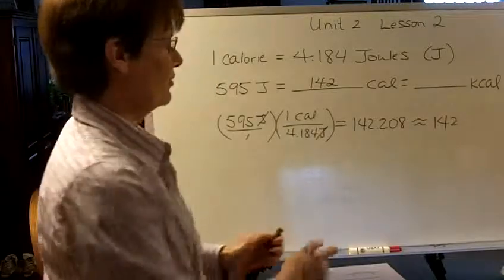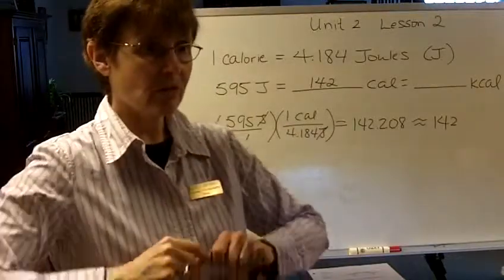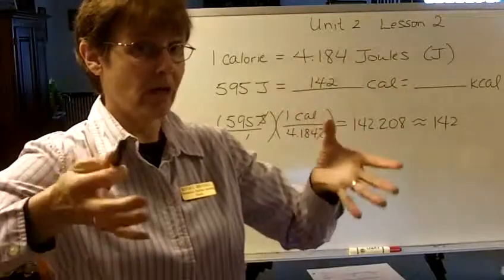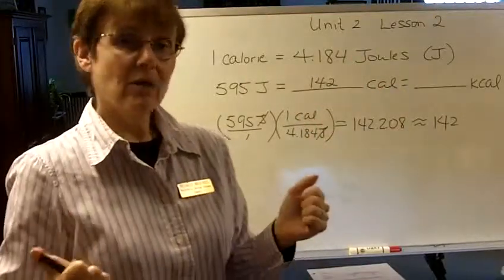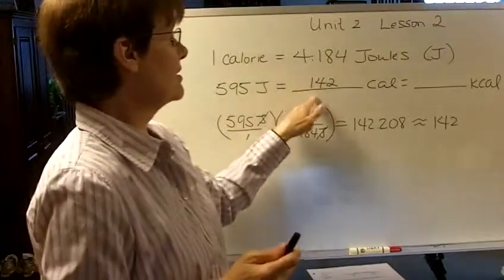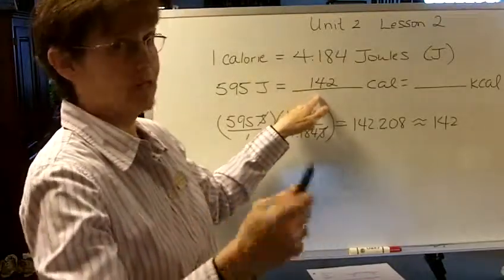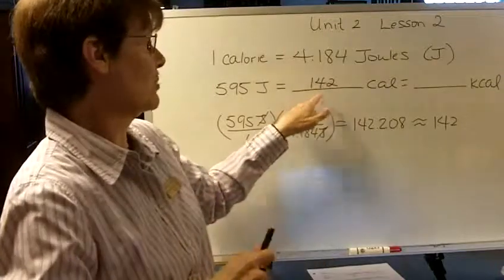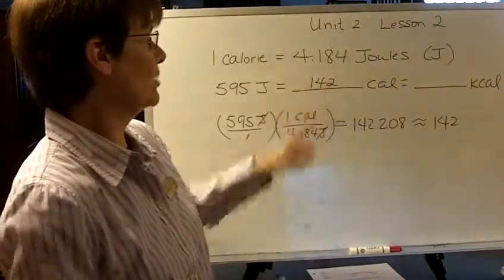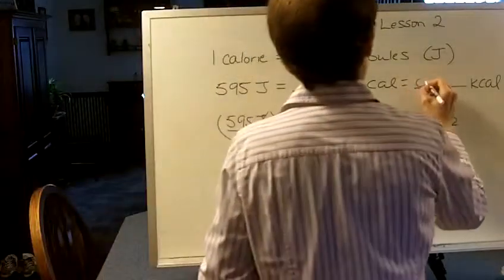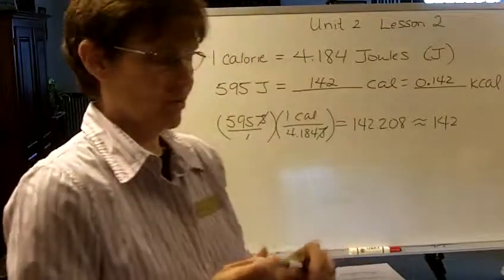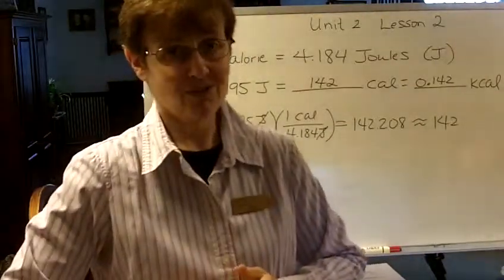So now if I want to convert that into kilocalories, remember kilocalories are 1,000 calories, so that's a bigger amount of energy. And it's bigger by a factor of 1,000, so that means that to convert this into kilocalories, I won't have as many kilocalories. I'm going to divide this by 1,000. That means moving the decimal point over 1, 2, 3 places, so that becomes 0.142 kilocalories, which would be a very small amount of food energy.